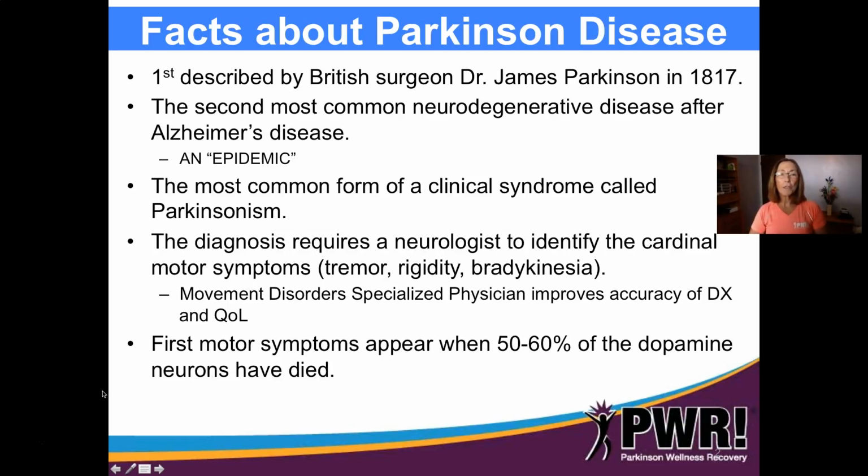All right, so I want to talk first just about some facts about Parkinson disease. It was first described by a British surgeon, Dr. James Parkinson, in 1817. He kept this amazing book, which you can get online at Amazon. It's about 6 cases that he observed, and he was probably one of the first physicians to really write the job description for a neurologist.